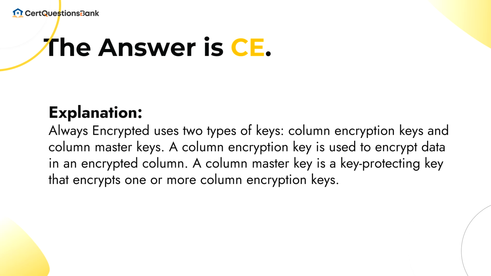Always Encrypted uses two types of keys: column encryption keys and column master keys. A column encryption key is used to encrypt data in an encrypted column. A column master key is a key-protecting key that encrypts one or more column encryption keys.